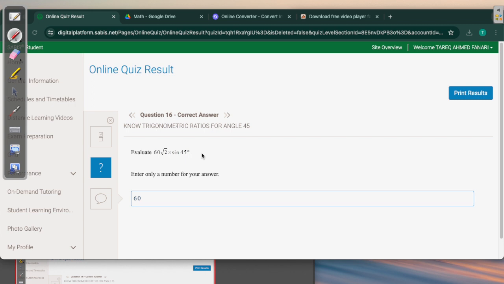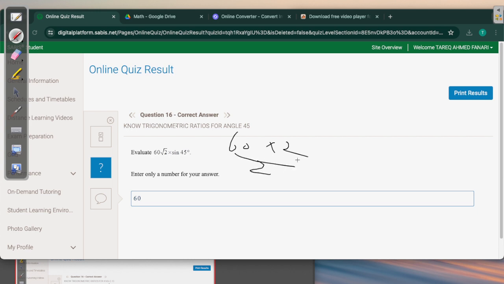So you multiply 60 radical 2 by radical 2 over 2. 60 radical 2 multiplied by radical 2 gives you 60 radical 4, which is just 2, right? 60 multiplied by 2 over 2. So the 2 and 2 cancel out, so your answer is 16.